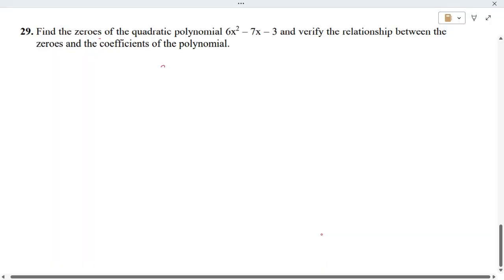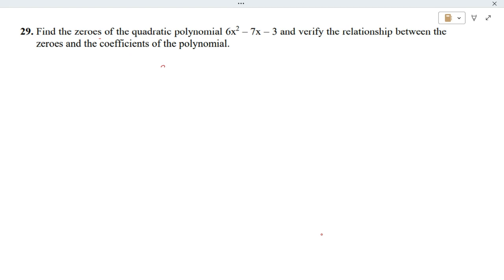Question number 29. Find the zeros of the quadratic polynomial and verify the relation between the zeros and coefficients of the polynomial. So after finding the zeros, that is the solution of the polynomial, I need to verify it. Okay. So how will I find the zeros of the polynomial? Let me define the polynomial p of x as 6x square minus 7x minus 3, right? So I can equate the polynomial to 0 to get the zeros of the polynomial.